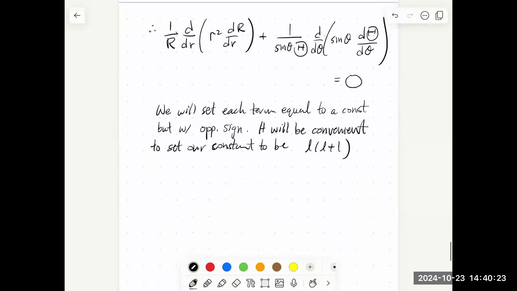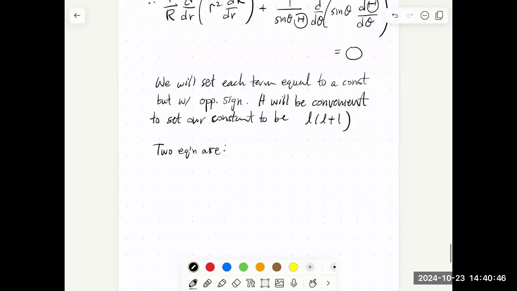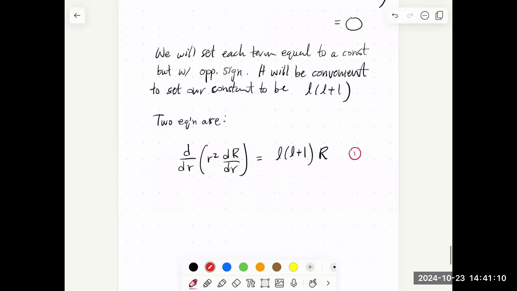Okay. The reason that's going to be convenient is because we're going to end up taking derivatives of something like r to the L, and when we take two derivatives, we get these L's coming down. We'll see it in just a second. All right. So our two equations are: d by dr, r squared, dR dr. That one I'm going to set equal to plus L times L plus 1. And then there's a 1 over R up front. I'm just going to multiply that over here, and we'll stick our R here. So this is our first differential equation that we have to deal with.